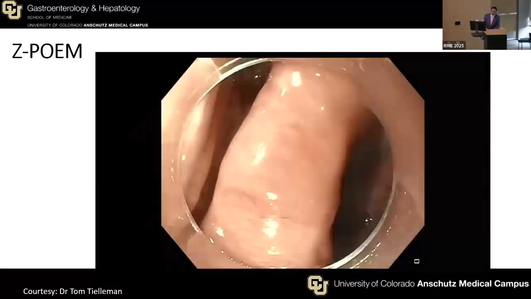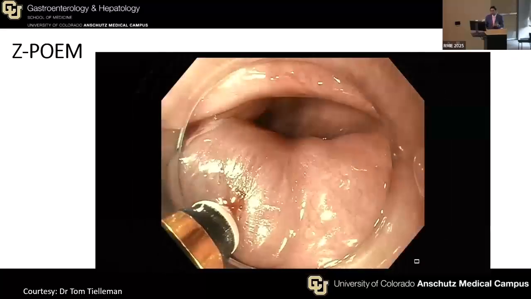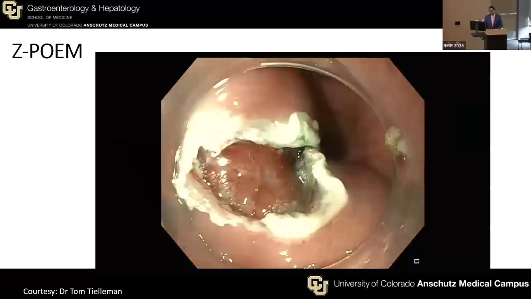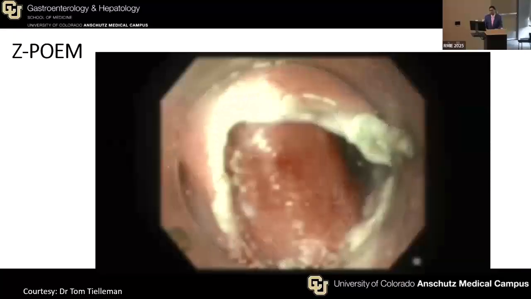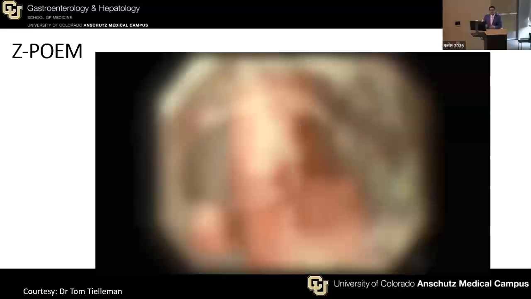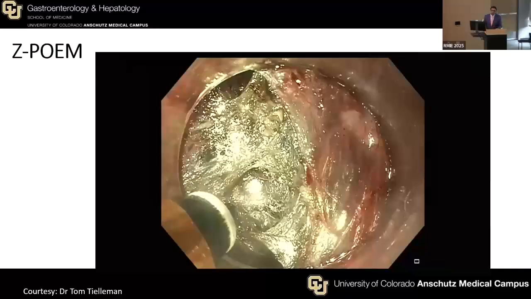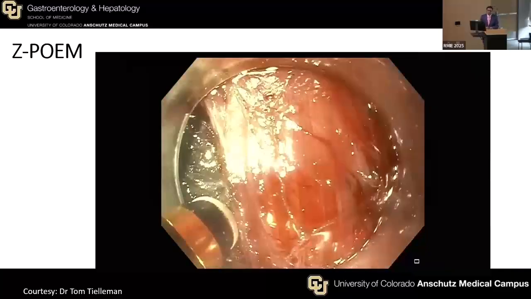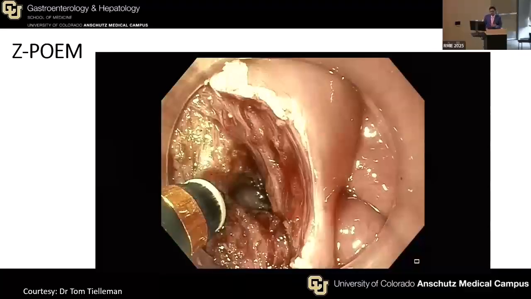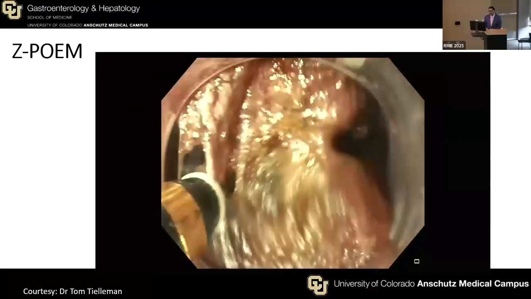The other technique is what we discussed as Z-POEM, which includes the tunneling and the incision parts of this procedure. This is a video from one of my dear friends and colleagues, Tom Tillman at Southwestern. And here you'll see you basically create a mucosal incision, tunnel on both sides, the esophageal side and the Zenker side, expose the cricopharyngeus muscle similarly like we did in the septotomy, and then you can do a myotomy. He's using a scissors type knife, but you can really use any electrosurgical knife that you're comfortable with.